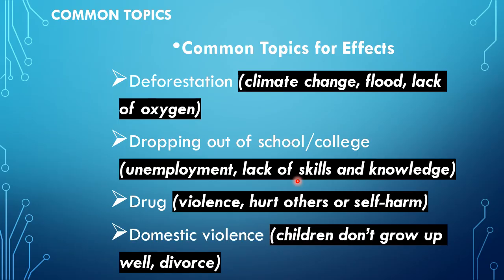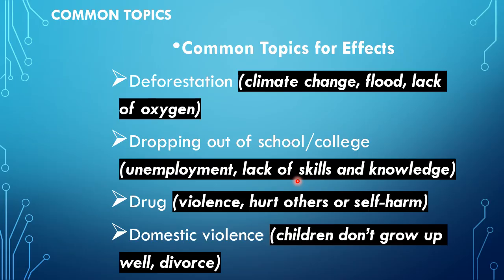Domestic violence. So if people commit violence in their home, what happens? What are the effects of it? Children do not grow up well, or maybe the two parents may just get divorced. So these are the effects of domestic violence. What happens if we commit violence in the home? Children don't grow up well, or maybe divorce could happen as well. So these are the common topics for causes and effects.